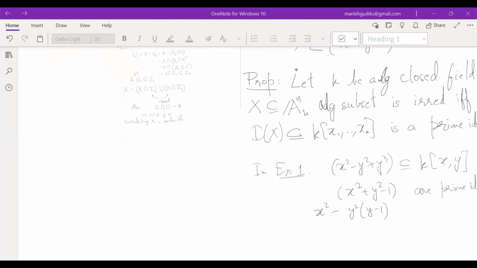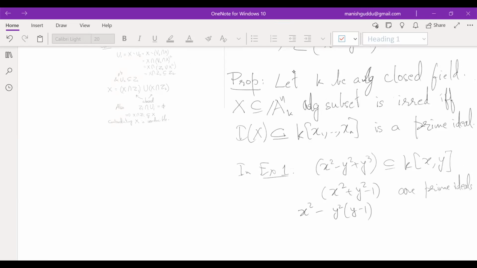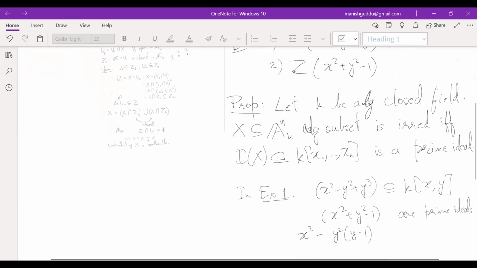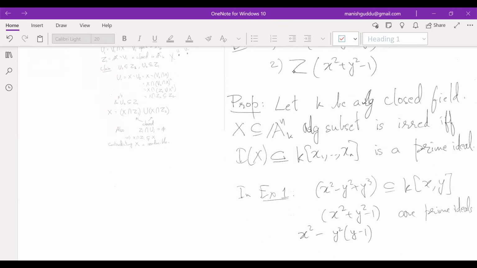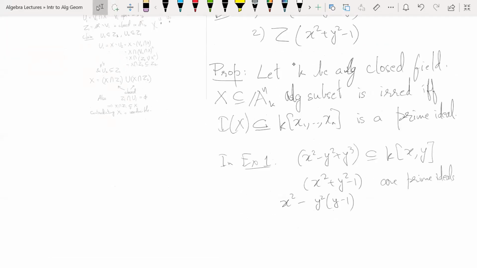So maybe this proposition I'll prove next time. This is not a difficult proposition. It's basically more or less the definition of prime ideal and algebraic sets. So it's sort of a tautology, but maybe it's time, and you probably have class next. So we will stop here.